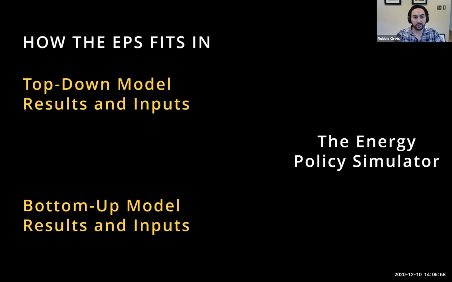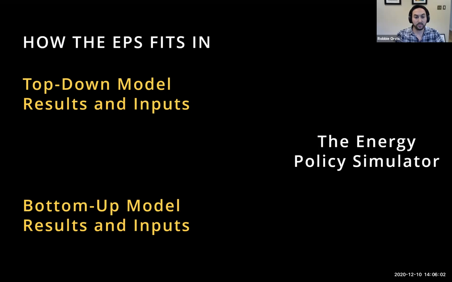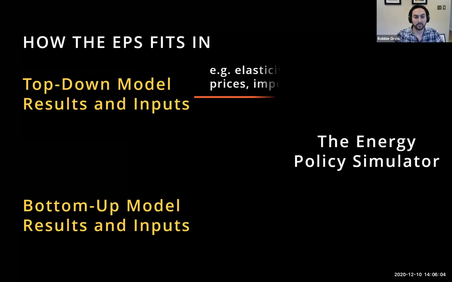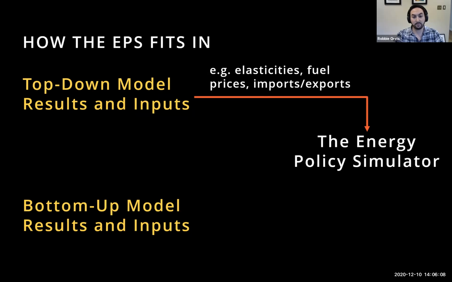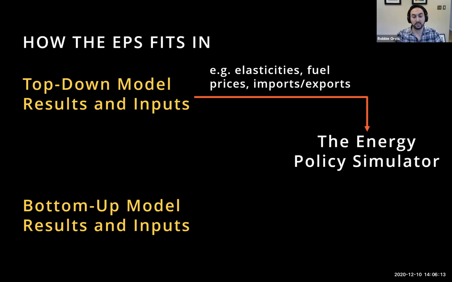The EPS is a bit of a hybrid model. So for example, we take information, outputs and inputs, from top-down models. This might be something like the type of model that forecasts population and GDP per capita and uses that information to project energy demand using things like elasticities. They might estimate fuel prices or imports and exports of fuels. So we take some information from those types of models, for example, those elasticities or those fuel prices, and feed them into the Energy Policy Simulator.